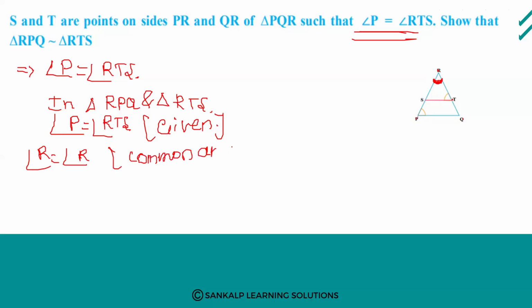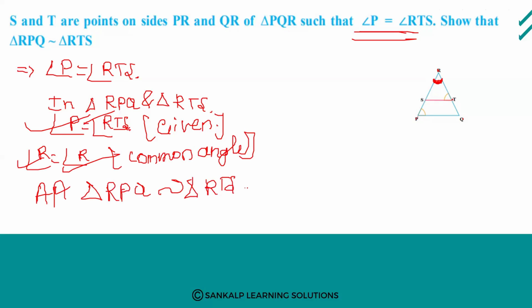Common angles. So here two angles are equal. Angle P is equal to angle T. Angle R is equal to angle R. Therefore, by using AA property, we can say that triangle RP... Yes or no? So next.